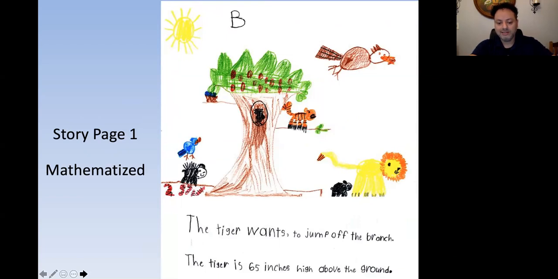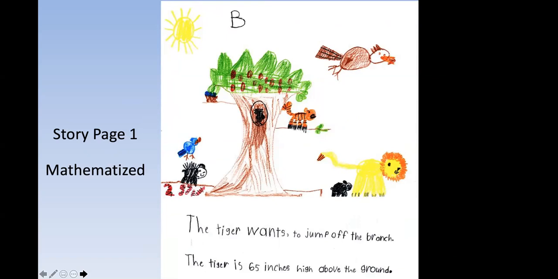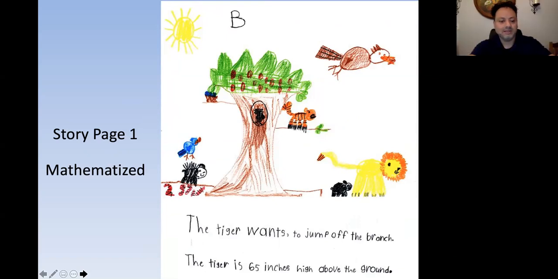The tiger is 65 inches high above the ground, right? So because we saw that he was interested in the height of the tiger, we brought in a tape measure, the ones you use to measure the clothing. And he counted to 65 and said, this is how high the tiger is.